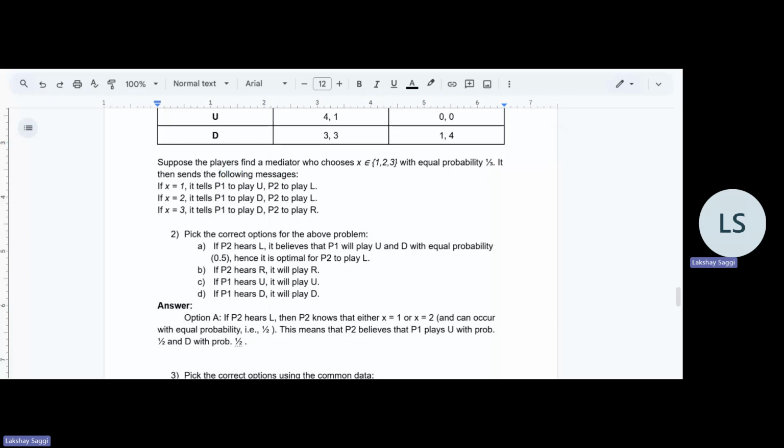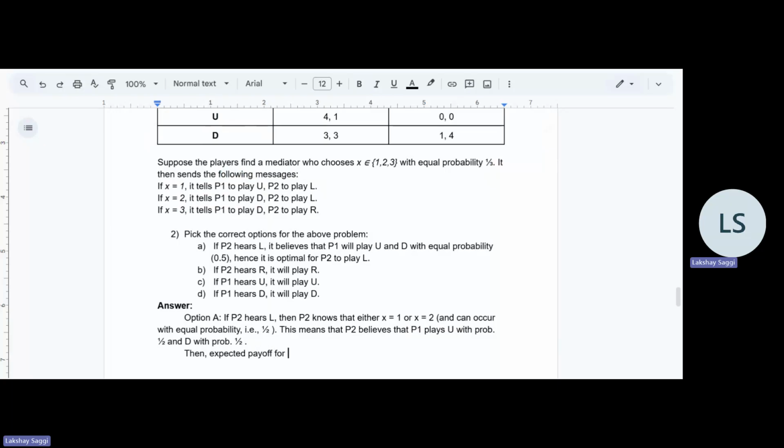Since x is equal to 1 or x equal to 2 with equal probabilities, it means that P2 believes that P1 has been told to play U with probability half and P1 has been told to play D with probability half. And P2 believes that if P1 does not deviate from the plan, then P2 will see whether it wants to deviate from the plan or not. So this means that P1 is playing U with probability half and D with probability half. And then P2 has to decide what it wants to play.